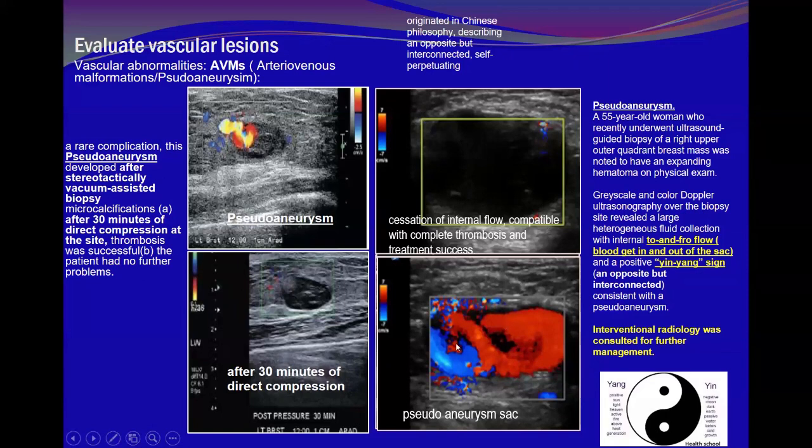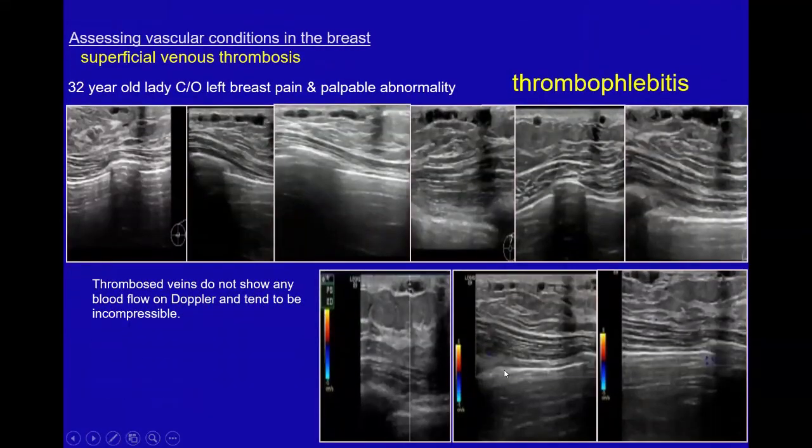And that is after treatment. You see, there is no more internal vascularity of this pseudoaneurysm. Okay, also it can help us evaluate the superficial veins for thrombophlebitis in a condition called Mondor's disease.